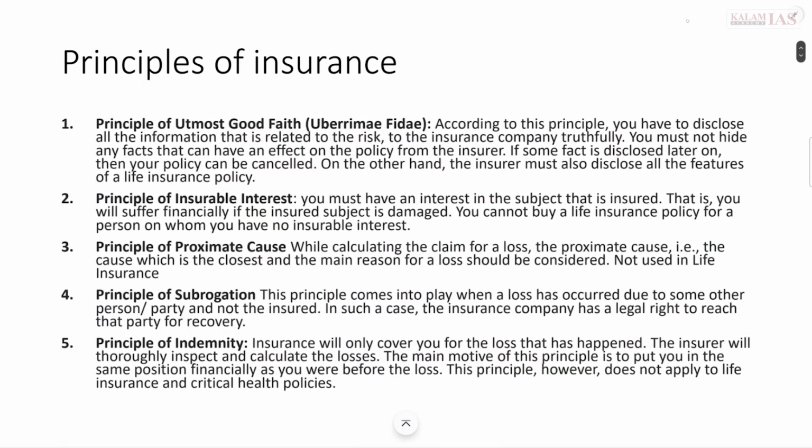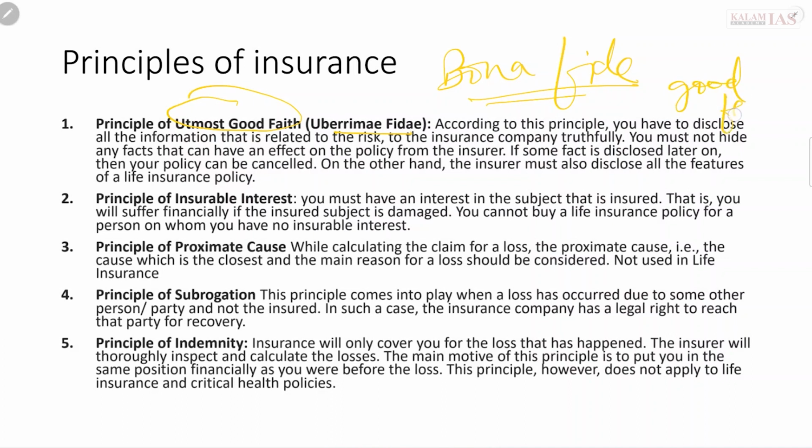Then we have the core principles of insurance. The first and the foremost principle is the principle of utmost good faith. It is called uberrima fides. For example, you might have heard bona fide. So, bona fide means good faith, that you don't want to deceive someone. But insurance contracts operate on the principle of uberrima fides, which means utmost good faith, that you cannot hide anything that is relevant.